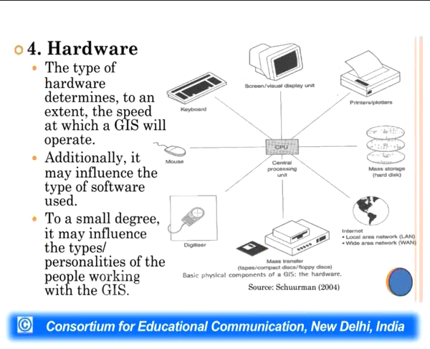Then there is the hardware. The type of hardware determines to an extent the speed at which a GIS will operate. So hardware helps in inputting the data into this GIS domain. The quality of hardware also determines the quality and the approach to inputting the data. Additionally, it may influence the type of software used. To a small degree, it may influence the types and personalities of the people working with the GIS. If you have good hardware, then data processing and inputting become fast. So the hardware component is very important.